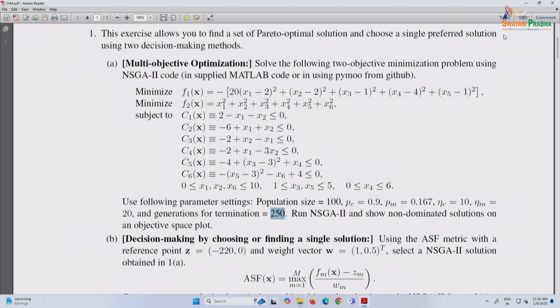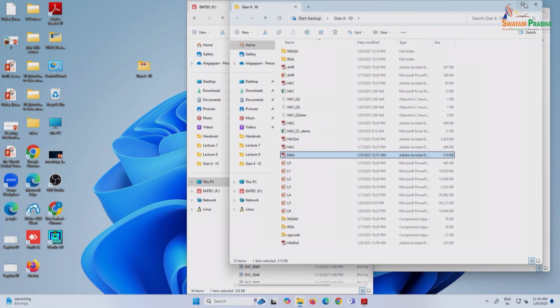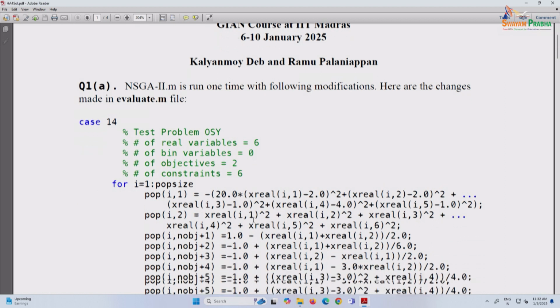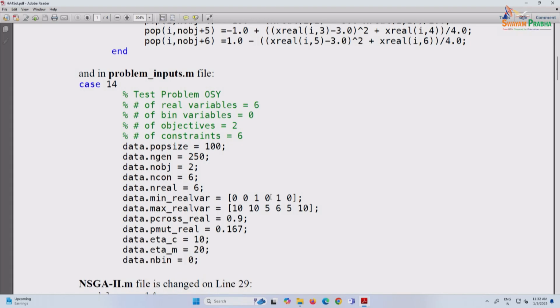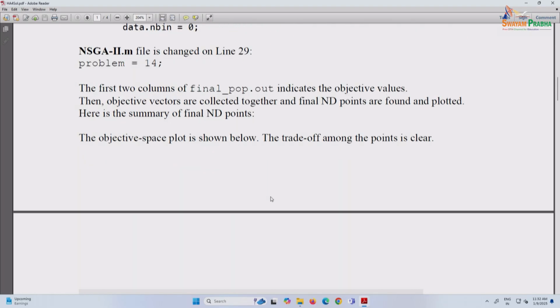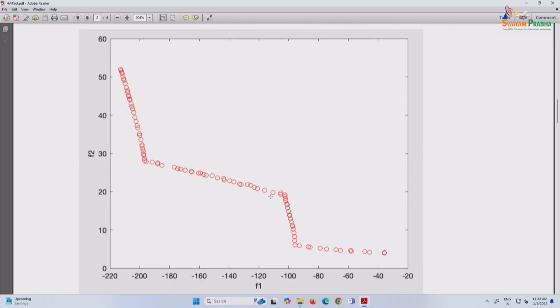I have a solution here. Let me see. I'm just going to show you. Yeah, maybe this is case 14, already there. You can check, but check with the number. Just go through and see if the formulation is exactly what I have asked you to do. So when you run it, you're going to get this kind of Pareto set.